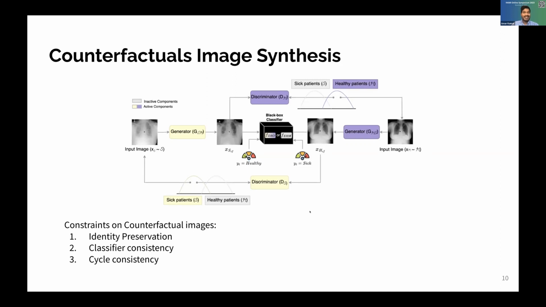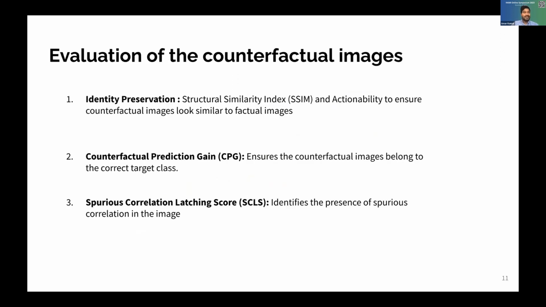And the last one, cycle consistency, tries to ensure that a counterfactual image, when passed through the opposite generator, for example, in this case, if X is a sample of a sick subject, which is the counterfactual image over here, and that is passed through the generator which transfers from healthy to sick, in that case, the original image should be generated.